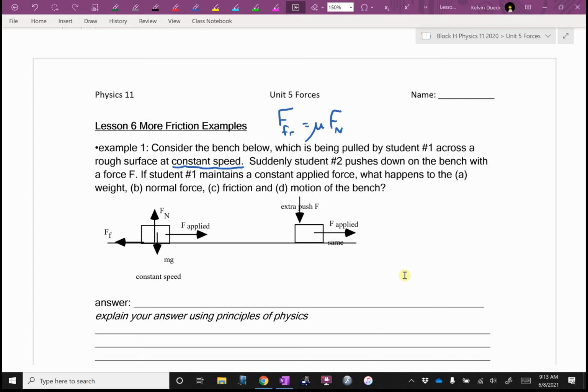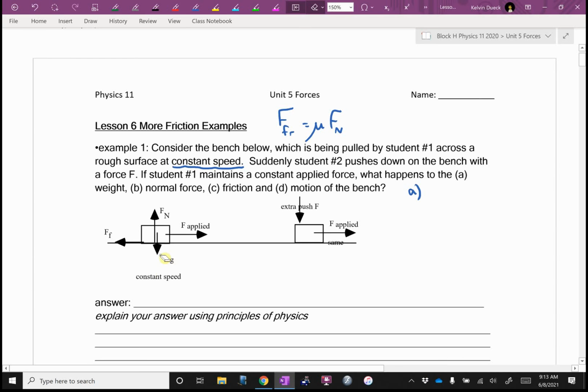Suppose Jordan maintains the same force as before. What happens to A, the weight of the bench, B, the normal force on the bench, C, friction, and D, the motion of the bench? That's a good question. I'm going to answer them right here. I'm going to put a little part A right there, and I'll answer that. But first of all, I think this is a good job for a free body diagram.